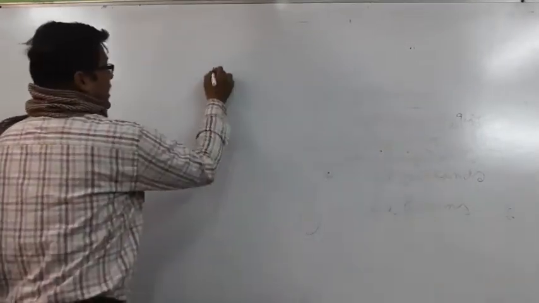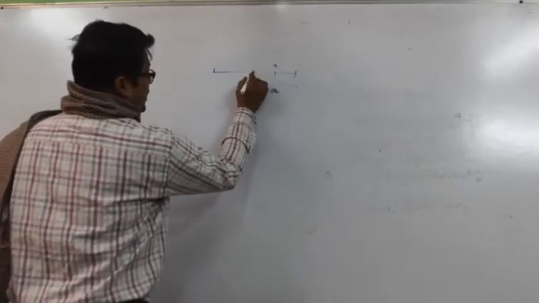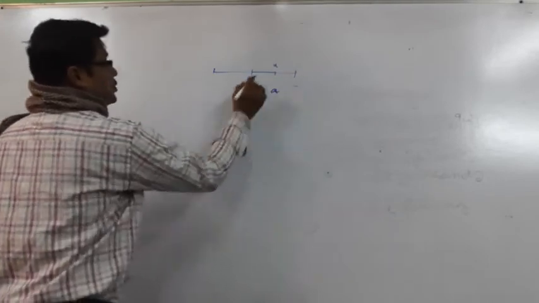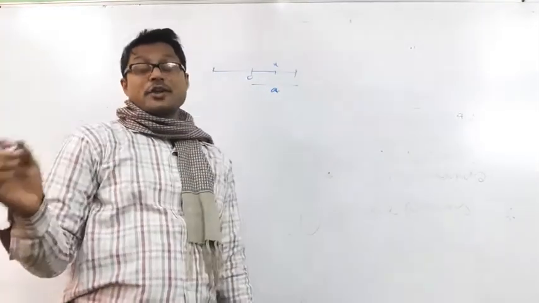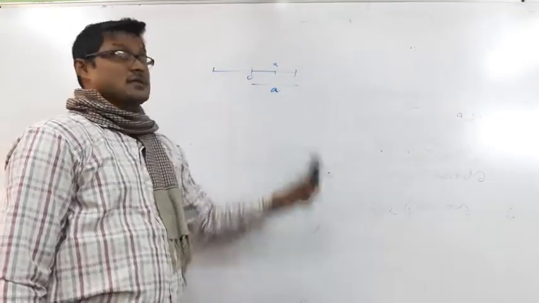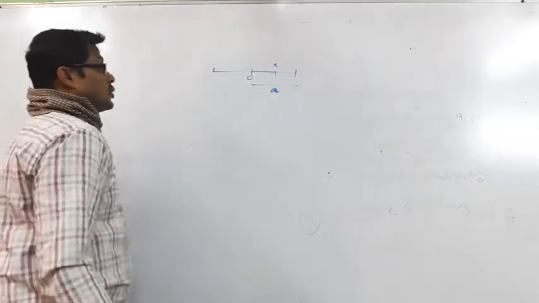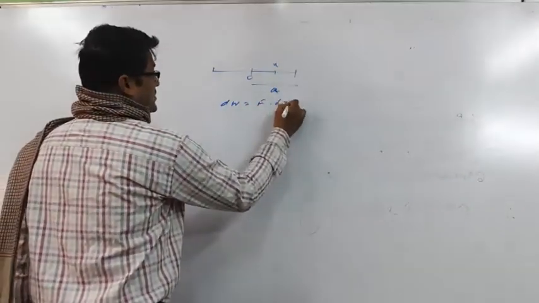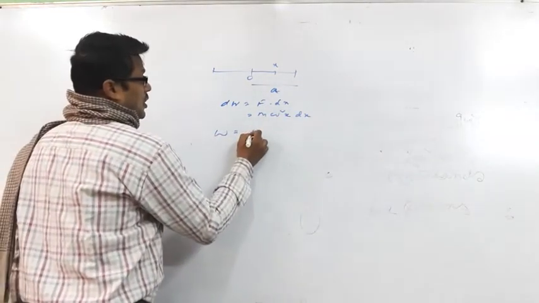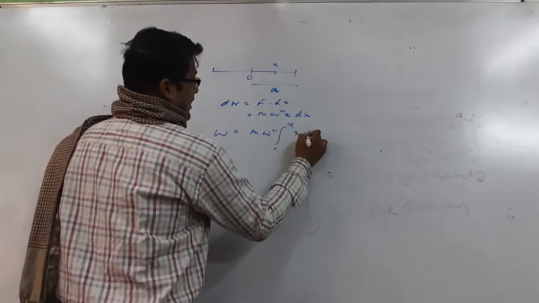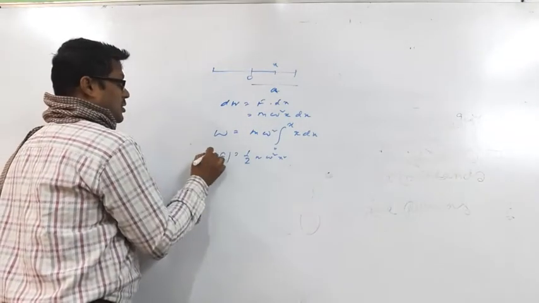energy. Energy: this is the equilibrium position, and this is the amplitude, at any position x. The work done required to displace the particle from equilibrium to any other position is known as potential energy. So what is the work done? Work done dW equal to F into dx. F equal to m omega square x, as we just proved. So W equal to m omega square integral from 0 to x of x dx, that is half m omega square x square. So this is the expression for potential energy.